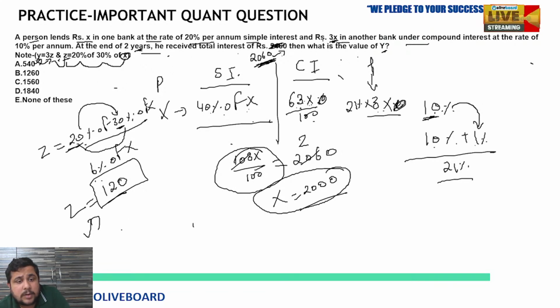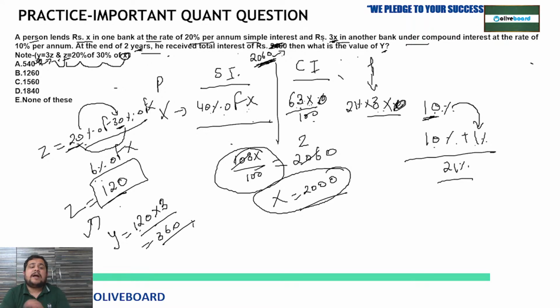Okay. Now after this 120, we have to calculate the value of y. Actually they are asking us the value of y, nothing else. So 120 multiply z, 120 is the value of z, multiply 3. So 120 multiply 3 is 360 you will get.